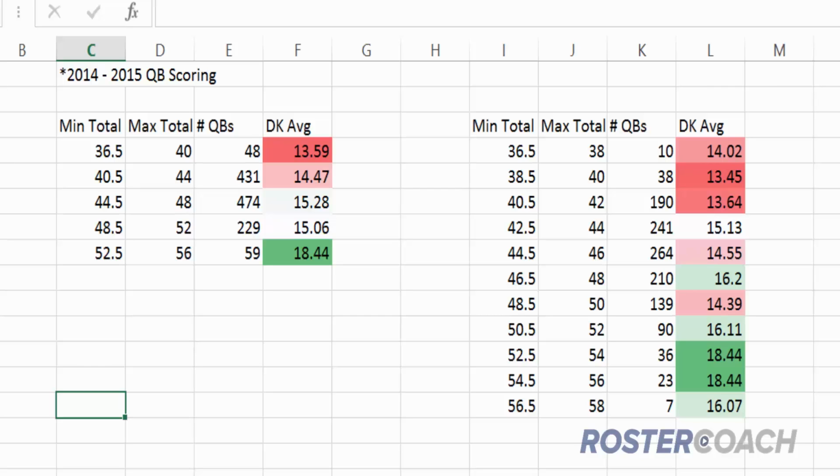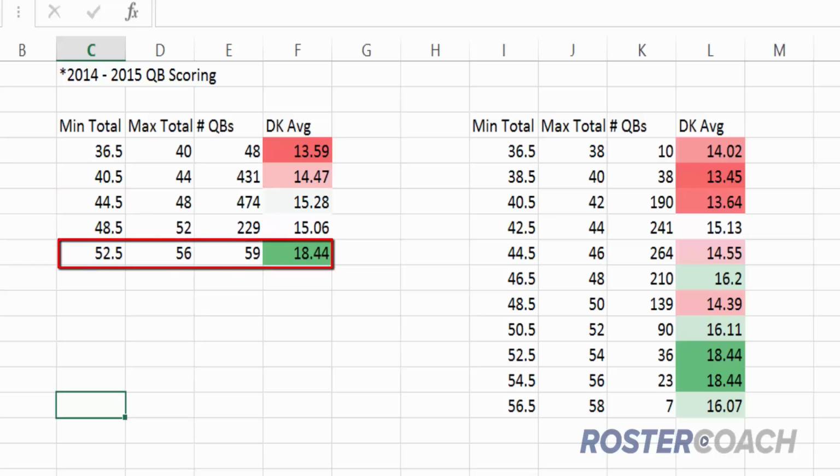That's a pretty important distinction because we want to make sure that the analysis we're doing is predictive and not something that's just descriptive. That's an important distinction that I think we'll make throughout this series. So you can see that when the total is between 36.5 and 40, the DK average scoring for quarterbacks in those games is about 13.59, jumps up to 14.47 if we raise the total a little bit, and it's in that 15-point range from a 44.5 total all the way up to a 52-point total.